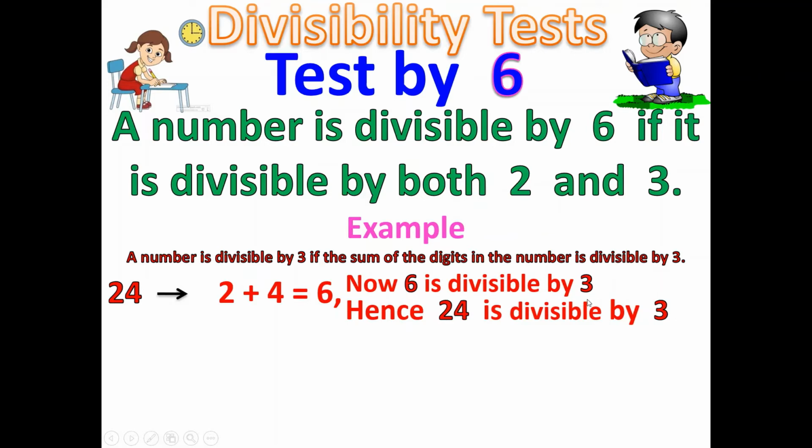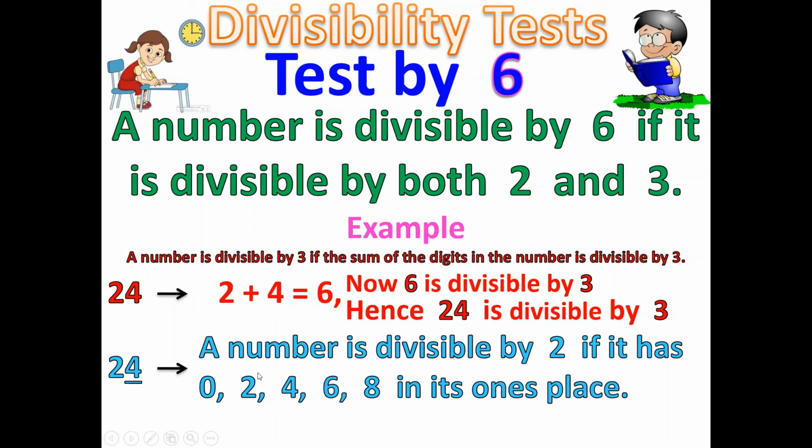Now we have a doubt. Why do we take the 3 table here? Because to be divisible by 6, the number should be divisible by both the divisibility test of 2 and the divisibility test of 3. Now we go on to the example, 24. A number is divisible by 2 if it has 0, 2, 4, 6, 8 in its ones place. Now you can see 24 is divisible by 3 and 24 is divisible by 2 also.